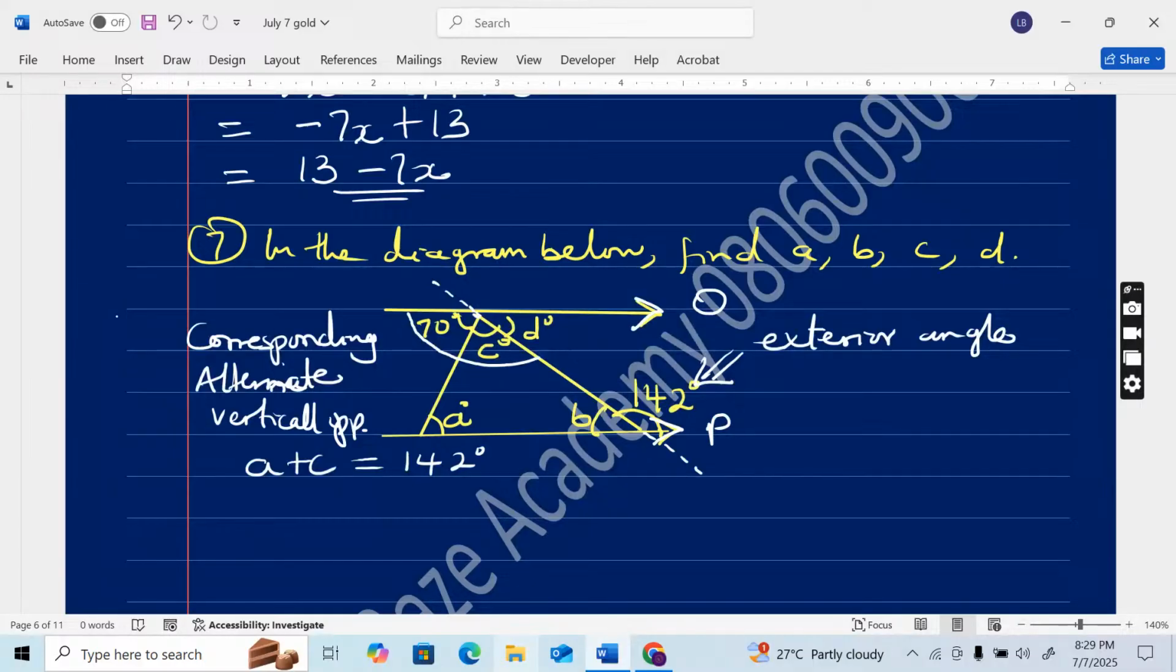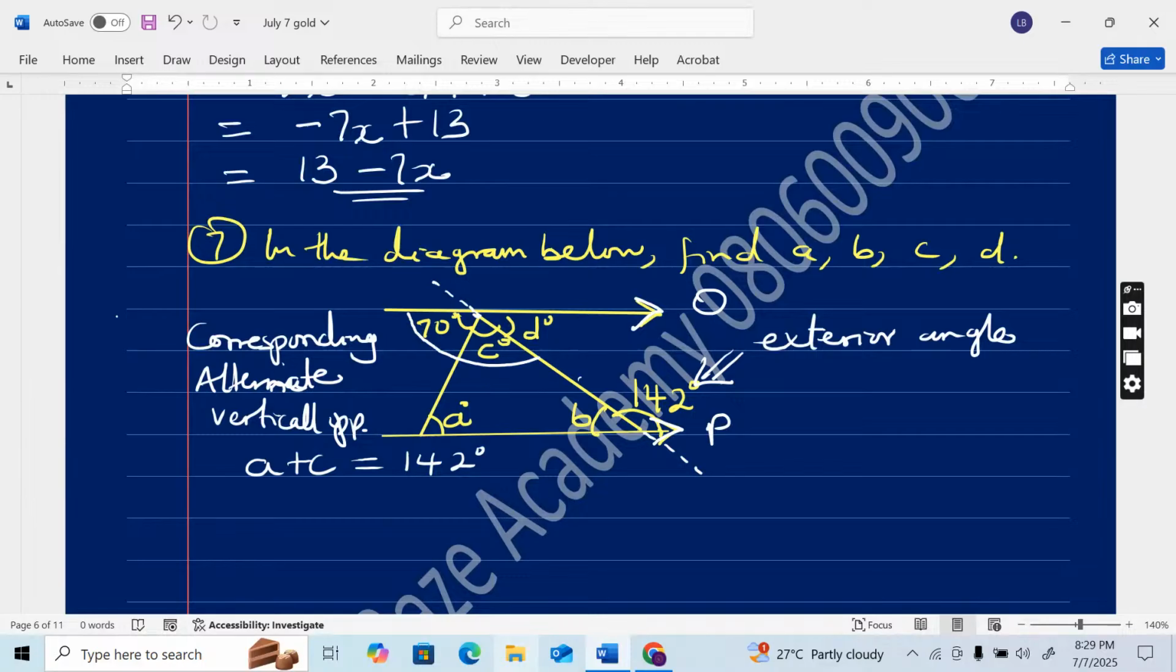So when we add angle 70 and C degrees together, we are going to get 142 degrees, because 142 degrees will be alternate to the angle, and alternate angles are equal. That is, this angle that has 70 degrees and C degrees are alternate to 142 degrees.